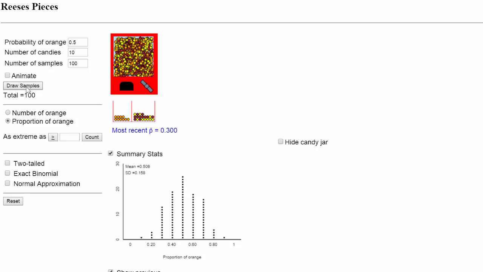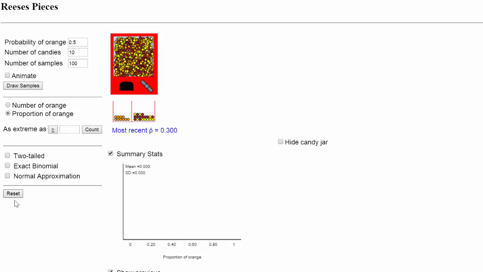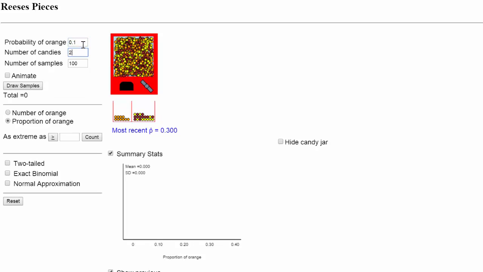Now let's change the probability back to 0.1, but this time we're going to increase the number of candies to 20. What do you notice? It's getting close to looking more normally distributed and symmetric. Now increase the number of candies to 50, and what do you notice? It is getting closer to looking more normally distributed and symmetric.